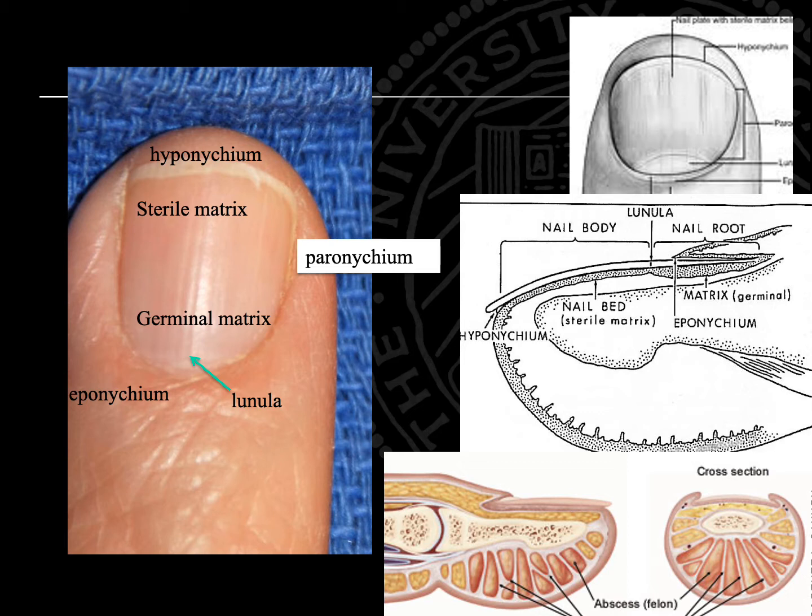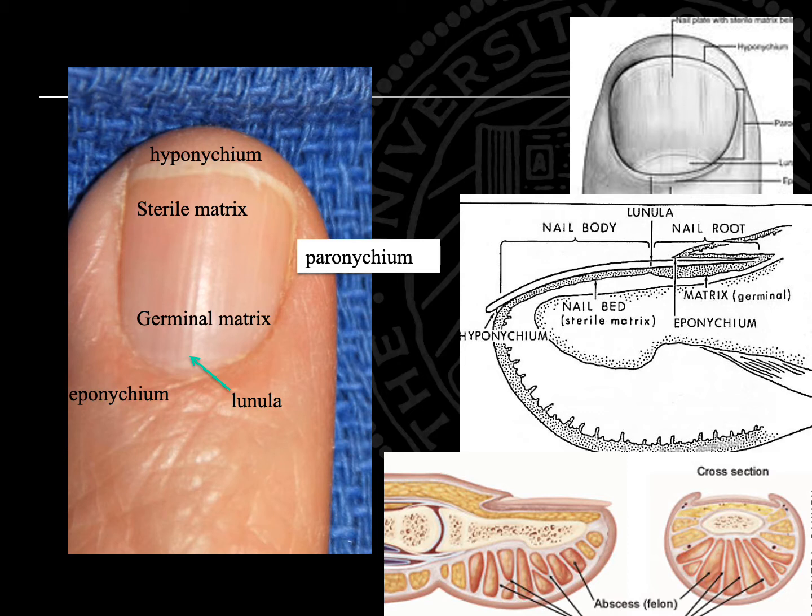But this picture just gives you a nice relative location of where the sterile matrix is, right at the tuft, right where the tuft merges with the body of the distal phalanx, and then you have the germinal matrix proximal to that. And most of the germinal matrix is covered by the eponychium, or the eponychial fold, that you'll see here. And then again, when you look at the bottom part of this picture, you will see a cross-section of the finger.